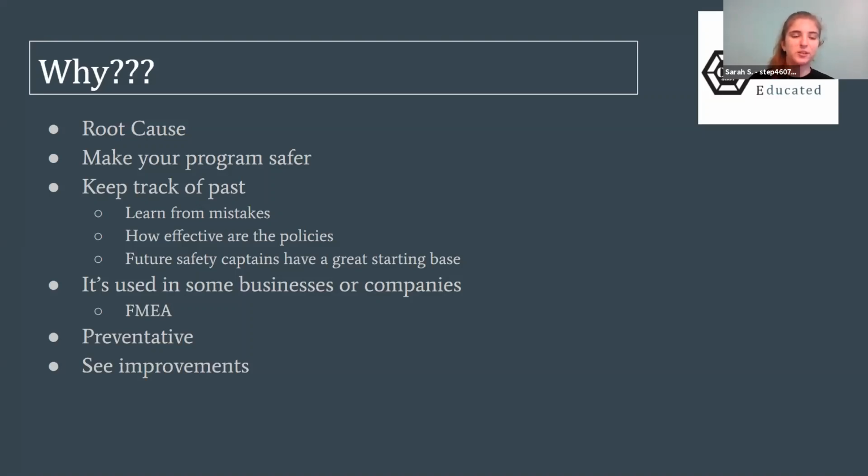You're also going to see improvements. The way that we track this, we can see, okay, we're having fewer incidents than the year before. You're seeing how we're going. It's interesting to see the numerical data and see, okay, this is how we're doing.